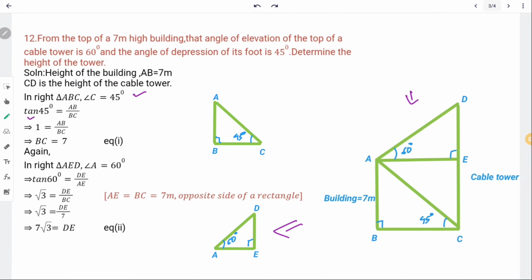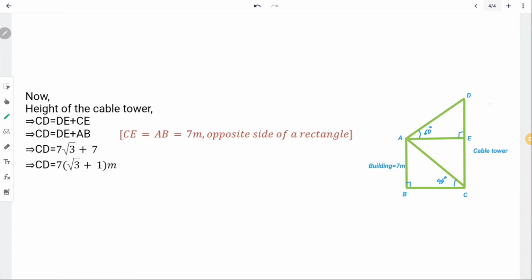Now let's do the cross multiplication. This 7 will go up, and we're going to have 7 root 3 equals DE. From there, remember, we also have to find the height of the cable tower. The height of the cable tower is this, which means can I simply write it as DE plus CE? Yes, we can write it. So that is exactly what we are doing here.